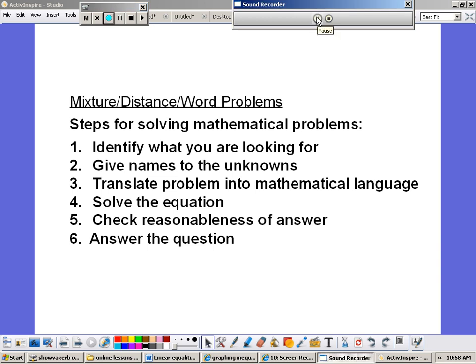Okay, today we're going to talk about mixture, distance, and word problems. Steps for solving mathematical problems: identify what you're looking for, give names to the unknown, translate problems into mathematical language, solve the equation, check the reasonableness of the answer, and answer the questions. Now, this is just a suggestion on how to solve it. We all have a different problem-solving technique.